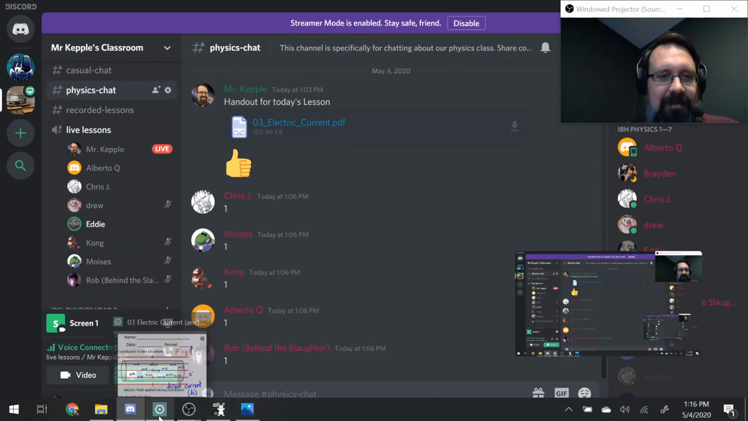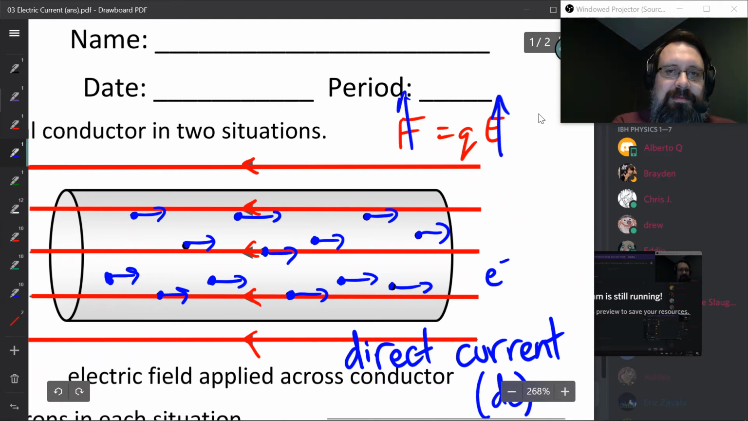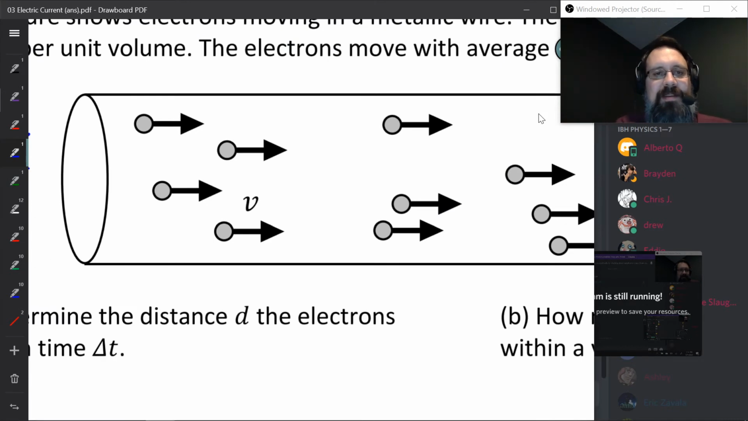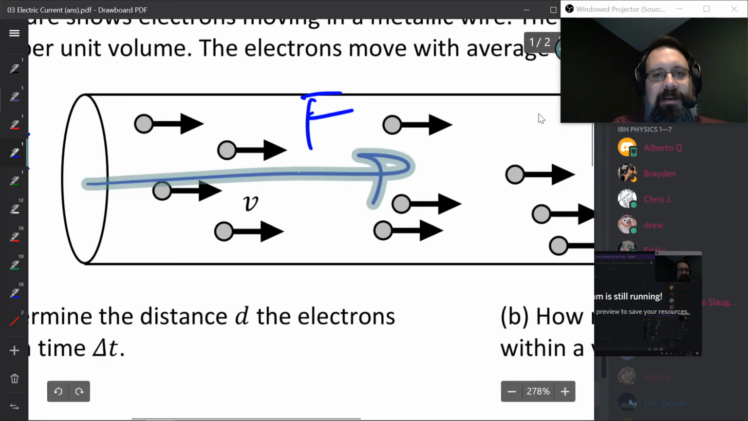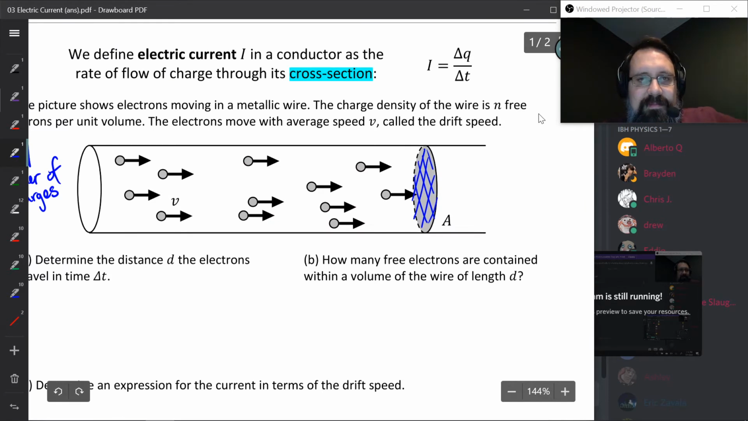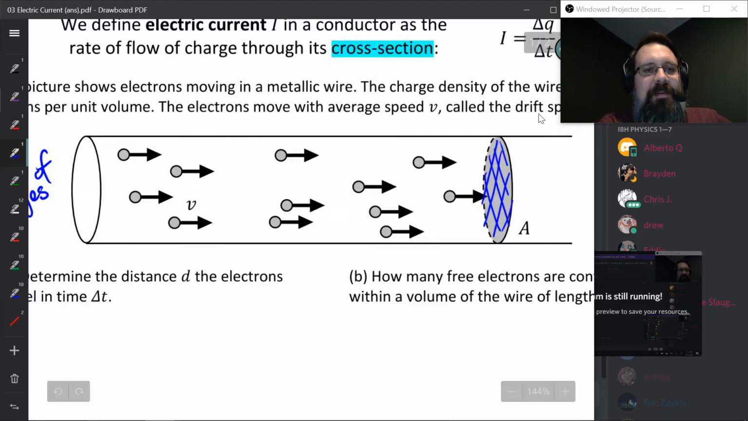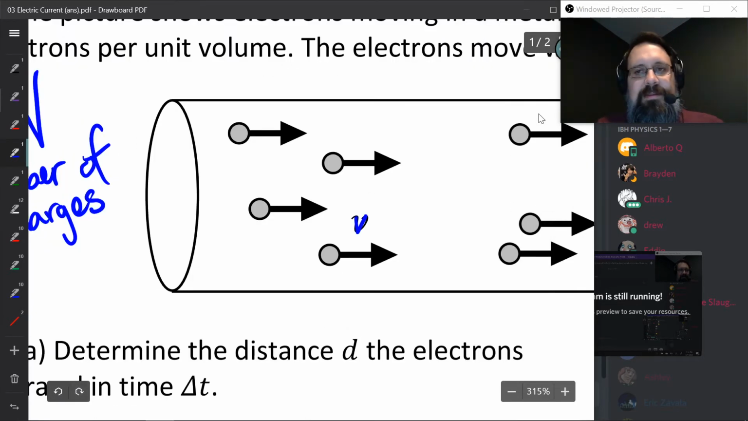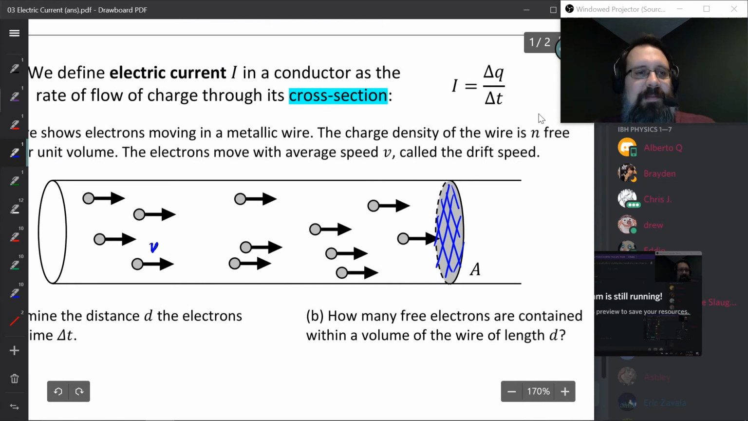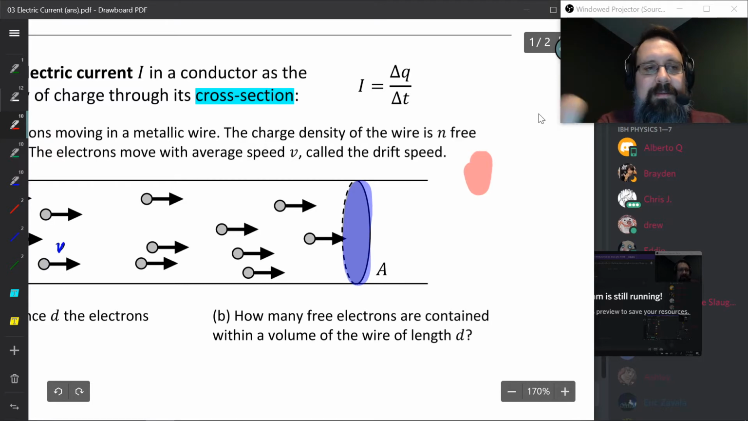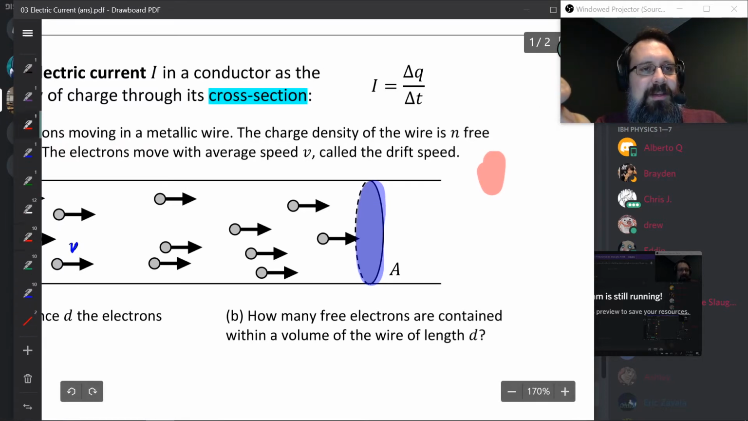No one's responding. A stronger electric field means a stronger force in general. If these guys are getting pushed with a greater force, how are they going to behave? Move faster. They're going to move faster. What happens if they're moving faster? Then we're going to see more of them: a greater rate of charges passing through this cross section. All right, so that's the second thing that we're going to talk about, which is v. And we call that the drift velocity.